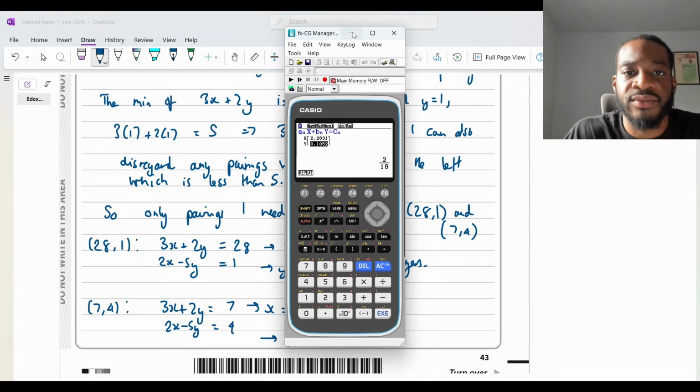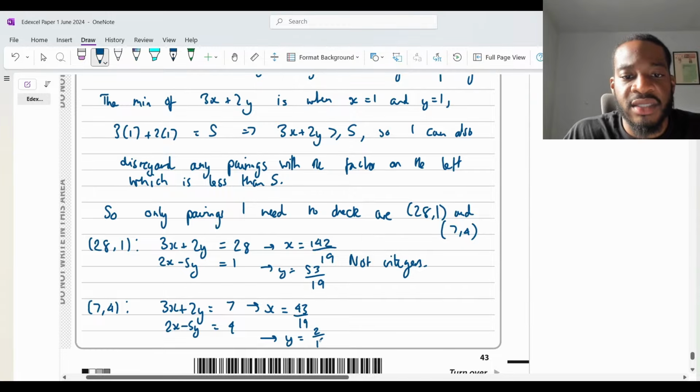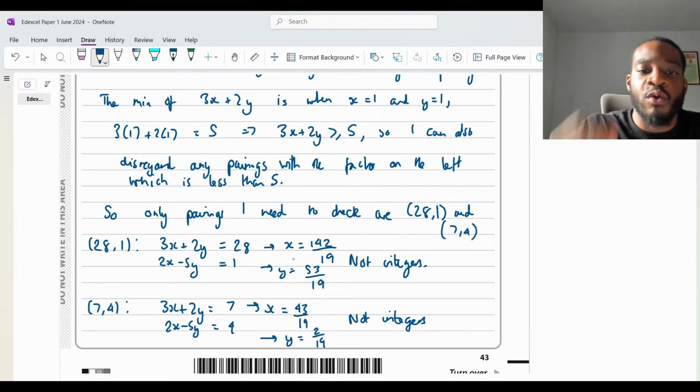2 over 19, right? 2 over 19. Again, these are not integers. So the only two that we had to test, right? The others we didn't need to say, we know that they don't work. The only two that we had to test also don't work, right? Because remember, we assumed that x and y are positive integers, right?